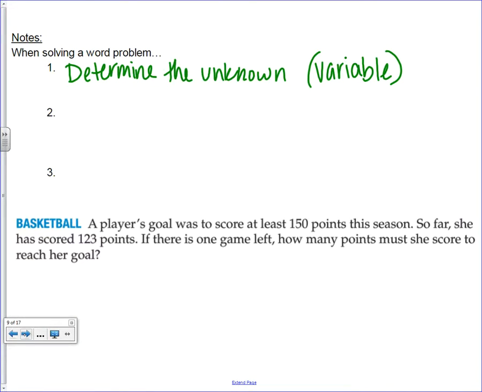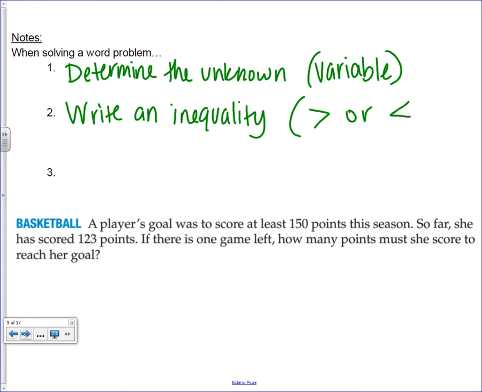Then, once you decide what your variable is going to be, then you need to write an inequality. How is an inequality different from an equation? You all know that equations have equal signs, yes? Inequalities are going to have greater than or less than symbols. Okay, that's how you knew to shade yesterday.